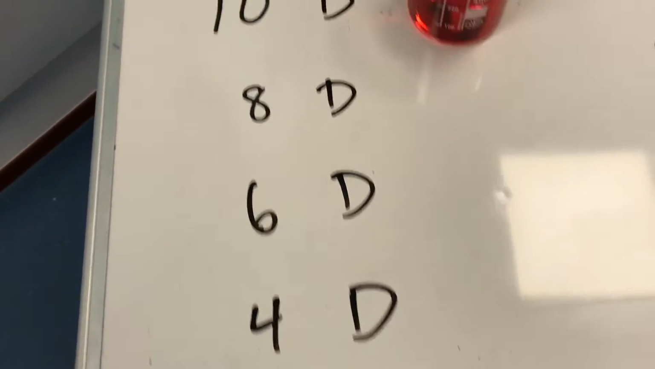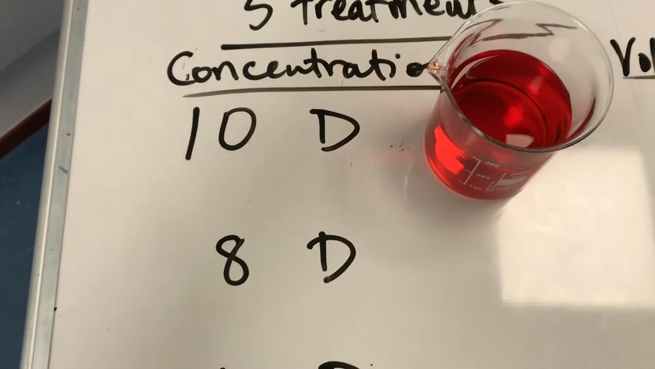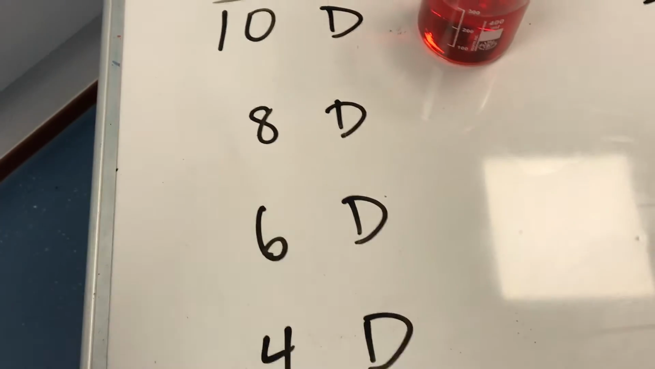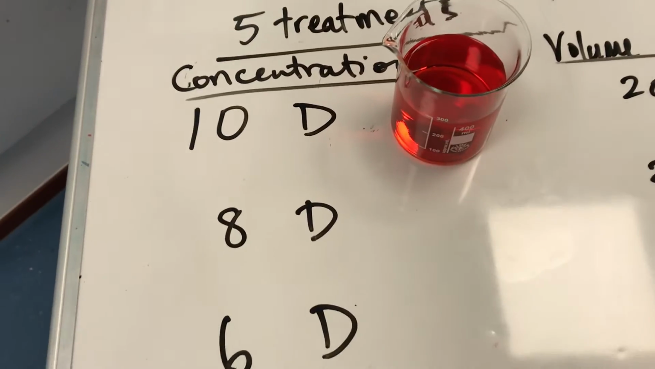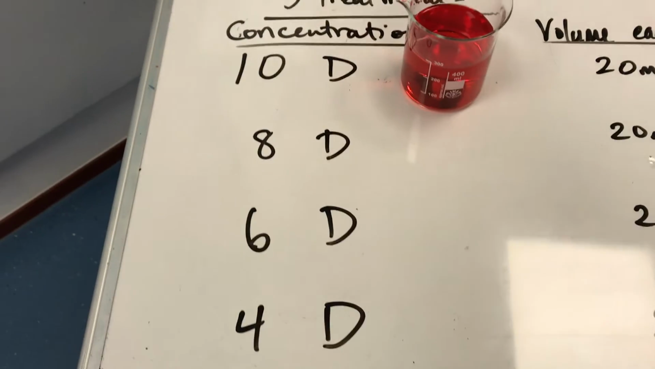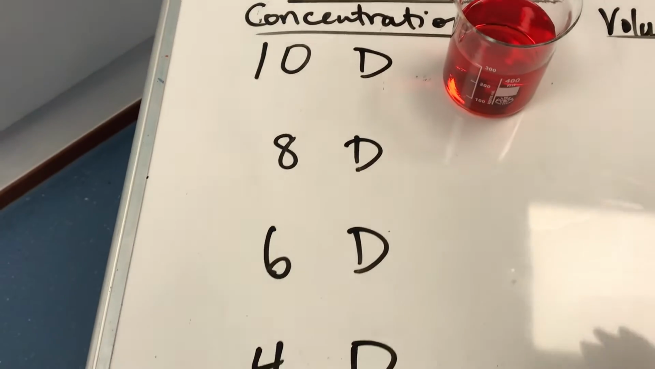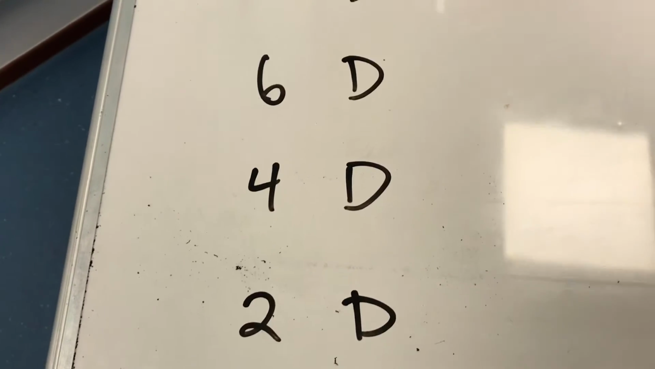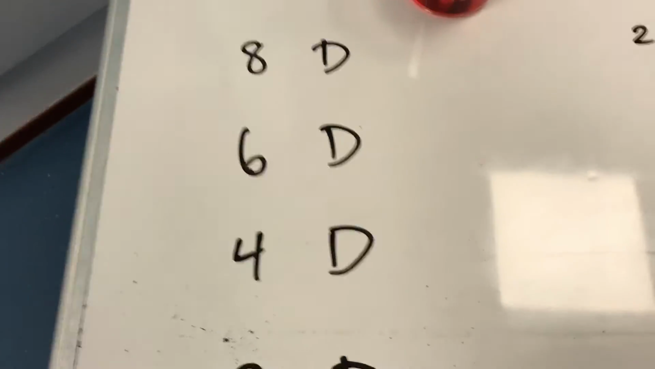Okay? So notice that all we are doing is making them less and less concentrated. And the way we do that is by adding water and diluting them. But we want to be able to do it in a very precise way so that we can actually get the concentrations of 8, 6, 4, and 2. So the rest of the video will be to show you how to do that.